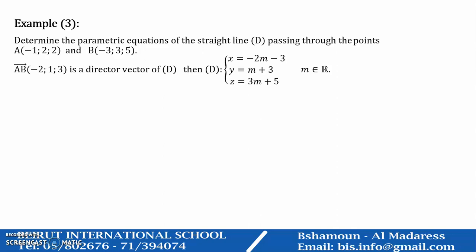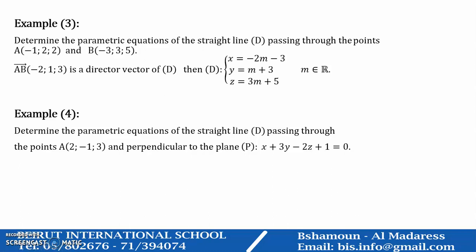Then D is written in the form x equals minus 2m plus ..., y equals m plus ..., z equals 3m plus ... Minus 2, 1, and 3 are the coordinates of the vector AB, and we can make use of either the coordinates of A or the coordinates of B. Here I'm using the coordinates of B: x equals minus 2m plus x of B, y equals m plus y of B, and z equals 3m plus z of B. Of course, if we use the x of B, then we must use all the coordinates of B. Or if we start by using the x of A, we use all the coordinates of A.